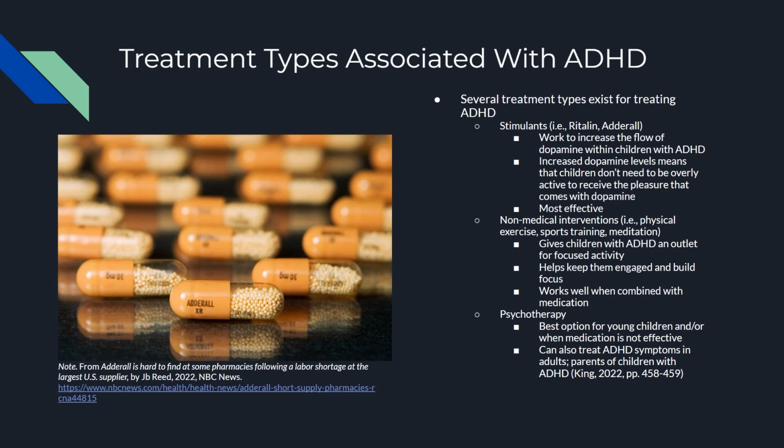Now, our final slide here is the treatment types associated with ADHD. The first type is stimulants, which includes drugs such as Ritalin and Adderall. These drugs work to increase dopamine flow within the brains of children suffering from ADHD. This increase in dopamine levels makes it so that these children are receiving the sense of pleasure that they would normally get from acting out, and thus allows them to be able to maintain more control over their impulses. Stimulants are typically the first treatment option used, as they are usually the most effective in treating ADHD symptoms.